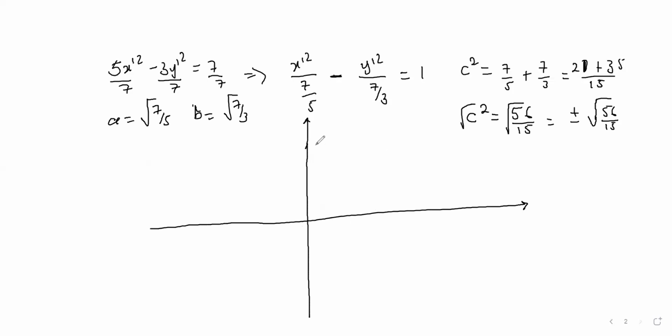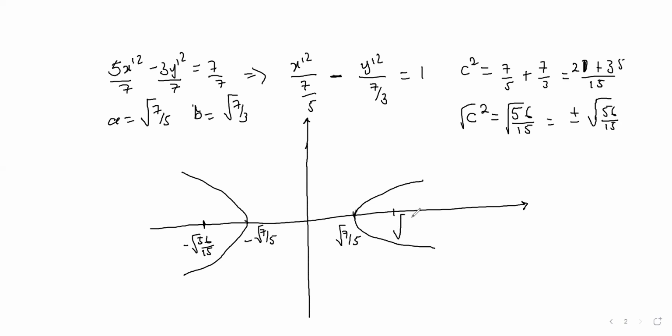So when you sketch, it's along the x, is it? Mm-hmm. So it will be like that. Like this. So where this is minus root 7 over 5, that's positive root 7 over 5. And then this is c, which is minus root 56 over 15. And this is c, which is plus 56 over 15.